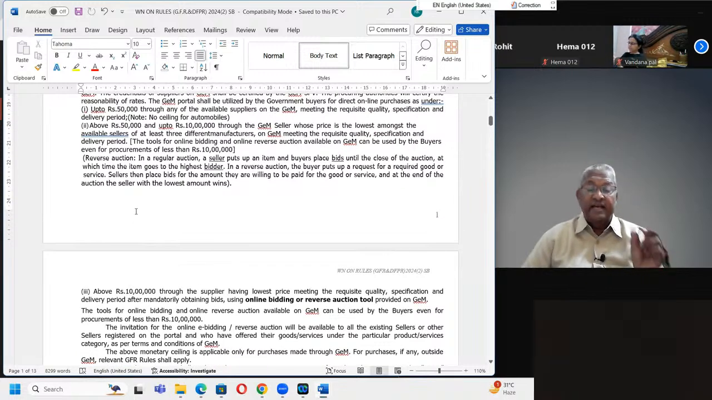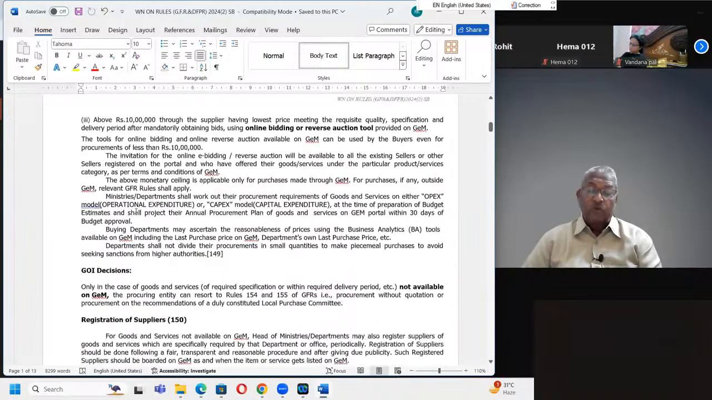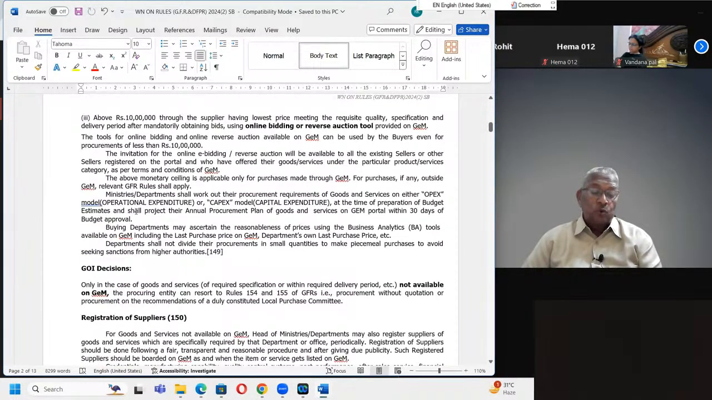उसके बाद they are expected to project their annual procurement plan of goods and services on GeM portal within 30 days of budget approval. Buying departments may ascertain the reasonableness of prices using the business analytics tools available on GeM, including the last purchase price on GeM, department's own last purchase price, etc. That is business analytics. कहीं भी लास्ट सेलिंग परचेज प्राइस क्या था, other companies, what is the rate at which these items were purchased, आपके डिपार्टमेंट में लास्ट परचेज प्राइस क्या था. These are all helpful in deciding the price.